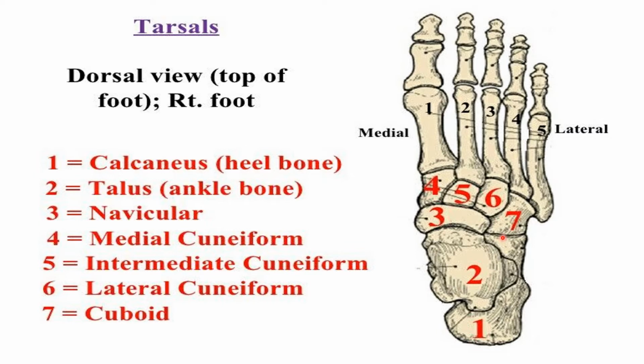These are the navicular and cuboid bones. So we say intermediate bones, we say the navicular and the cuboid.